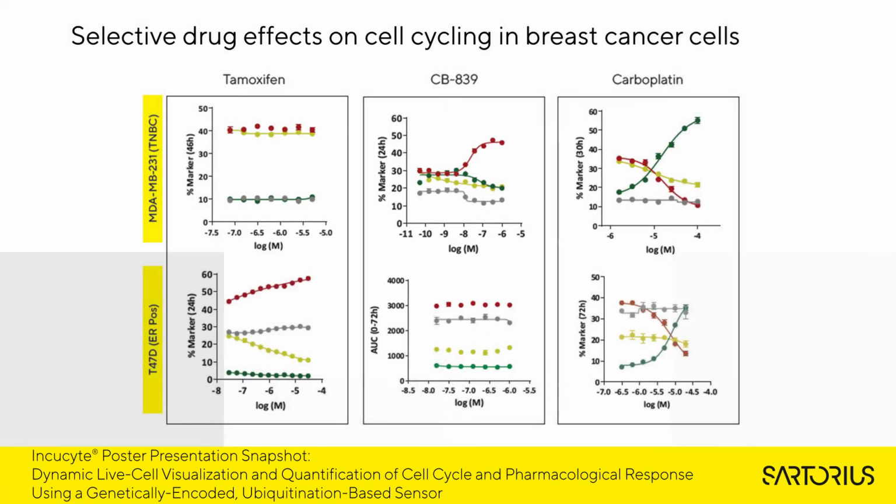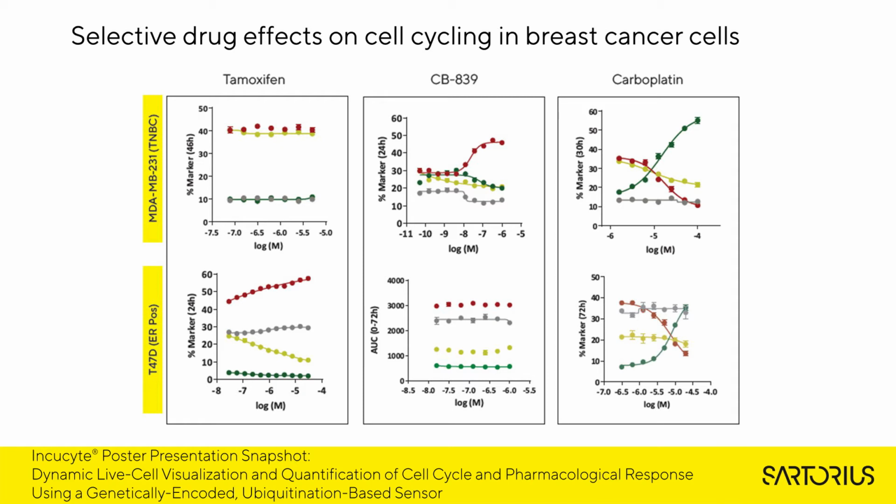The genetically encoded cell cycle sensor was also used to analyze selective drug effects in breast cancer cells. Here we tested 3 chemotherapeutic compounds on 2 cell lines, a triple-negative breast cancer cell line, MDA-MB231, and a receptor-positive cell line, T47D. The concentration response curves show the percentage of populations noted by the color of the line, so for example, red would be a G1 population, in each cell population treated with the different chemotherapeutics.